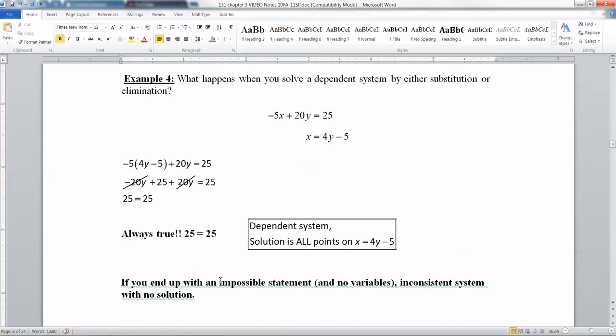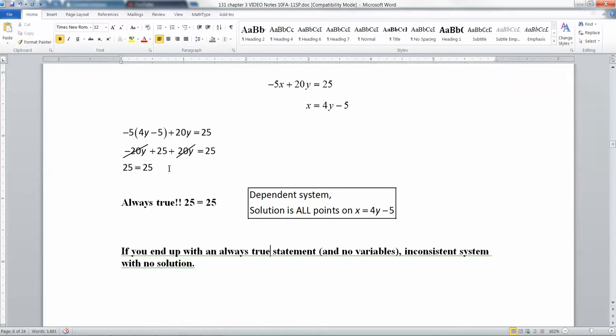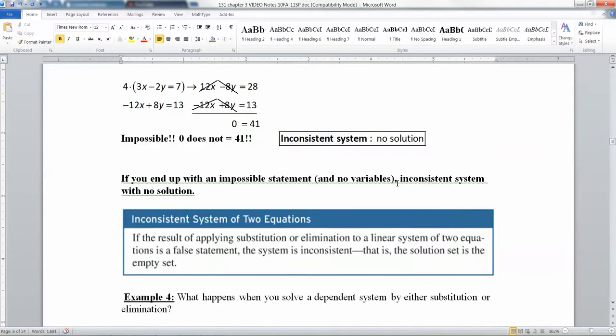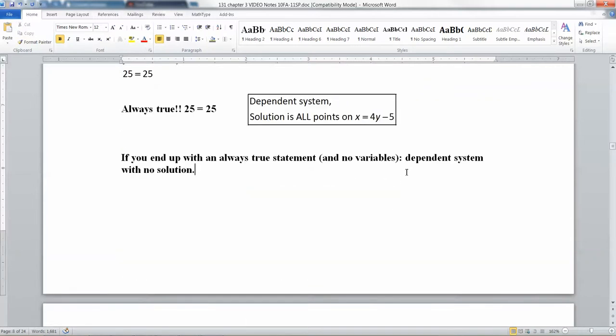That's a dependent system. So if you end up with an always true statement with no variables, right? Because there's no letters left at this. X's and Y's are both gone. So if you end up with an always true statement with no variables, that's a dependent system. I suppose a colon would be better here. And right here, if you end up with an always true statement, that's a dependent system with all points on the line as a solution. Dependent system, solution equals all points on the line.